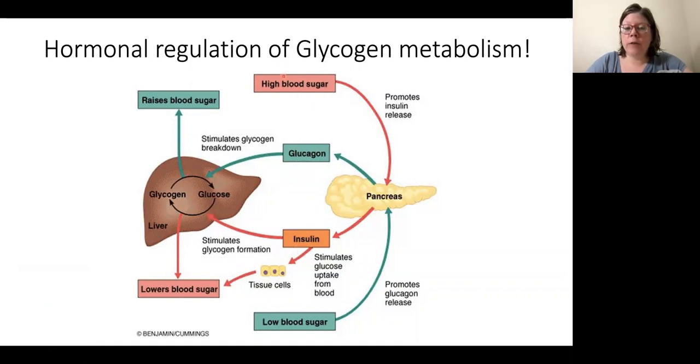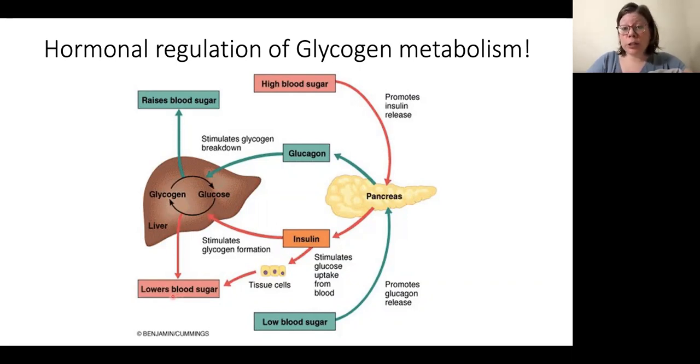So let's start up here. If we have high blood sugar, such as just after we've eaten, this is going to be perceived by the pancreas so that the pancreas releases insulin. And the insulin will travel through the bloodstream to other cells and tissues in the body, like into the muscle cells or into the liver. And in both of those cases, insulin is going to stimulate the formation of glycogen. So it's going to pull glucose out of the bloodstream and form glycogen here in the muscle cells or in the liver. That's going to have the net effect of lowering blood sugar.